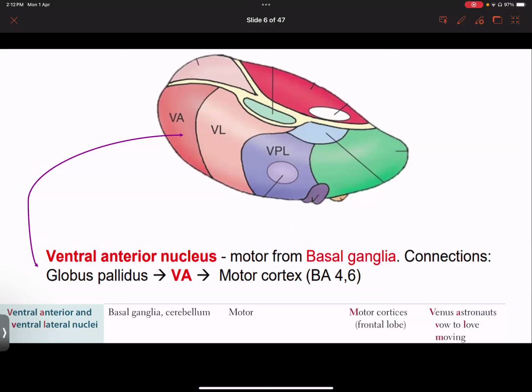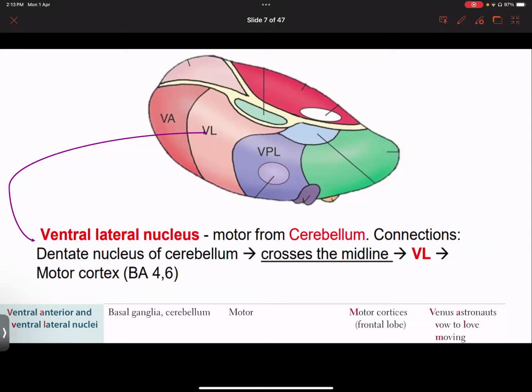But if you look here, the ventral anterior is going to affect the ipsilateral side because it doesn't cross the midline. Okay? So what do we have to know? Ventral anterior: basically motor information from the basal ganglia does not cross the midline, so any lesion in it is going to be ipsilateral. But ventral lateral is basically motor information from the cerebellum and it's going to cross the midline, so any lesion in it is going to affect the contralateral side. That's all we need to know now.